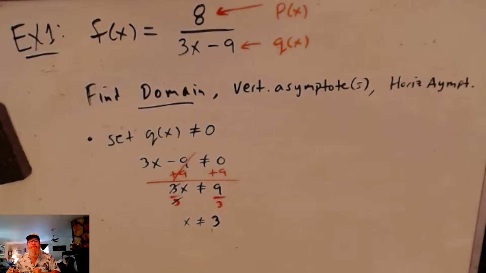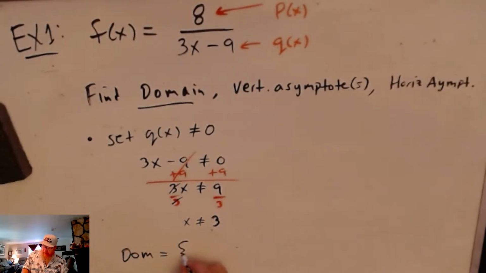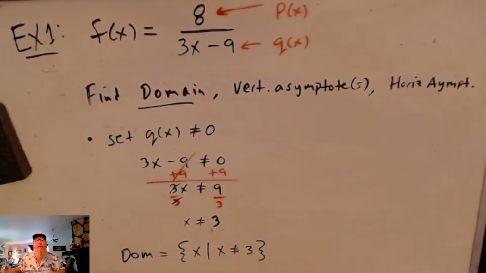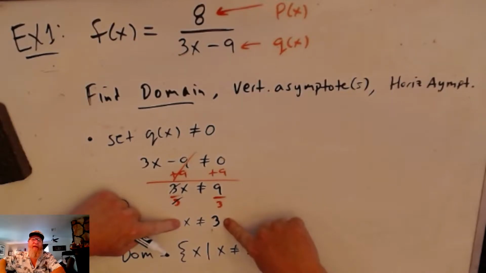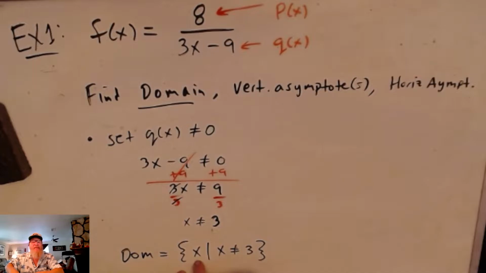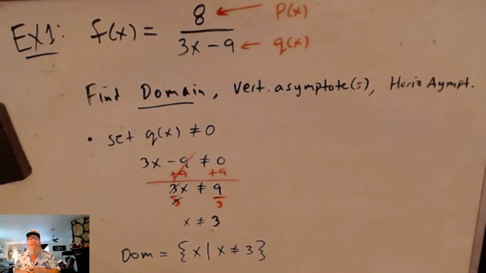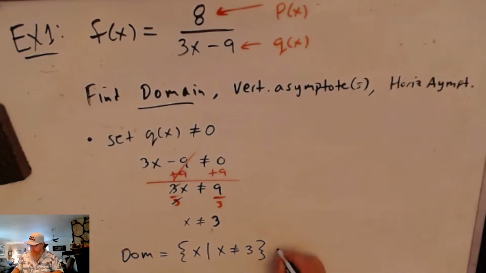All right. So the domain, DOM, is the set of all x such that x is not equal to 3. Be careful. Don't just say the domain is x not equal to 3. That's not the domain. This is what's called the exclusion. There's one number that's been excluded, 3. So the domain is all x's except 3. X is not 3.